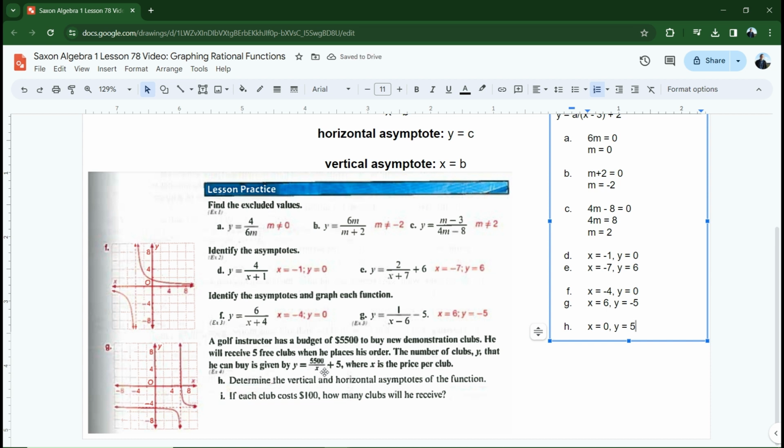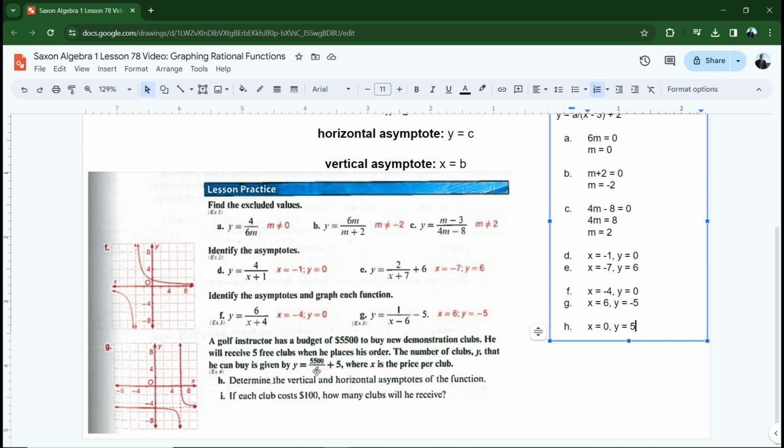Because no matter what, even if there was so much money per golf club that I basically couldn't buy any golf clubs for my $5,500, if they were like $1 trillion a piece and I could only buy a fraction of one golf club, I couldn't get less than 5 for that amount of money, because I'm being given 5 for free with my order, right? So that's why there's a horizontal asymptote, because I'm never going to get exactly 5. I can at least buy a fraction of a golf club more than 5, right?